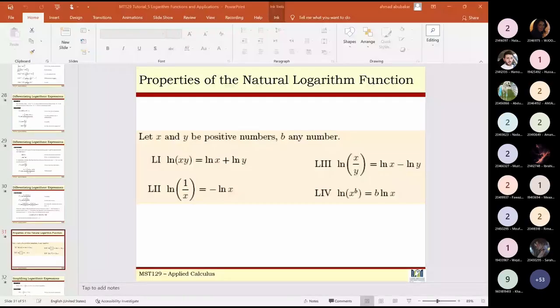Bismillah ar-Rahman ar-Rahim. Inshallah, today we will start with the properties of logarithmic function. And inshallah, today also we will finish the tutorial number 5.